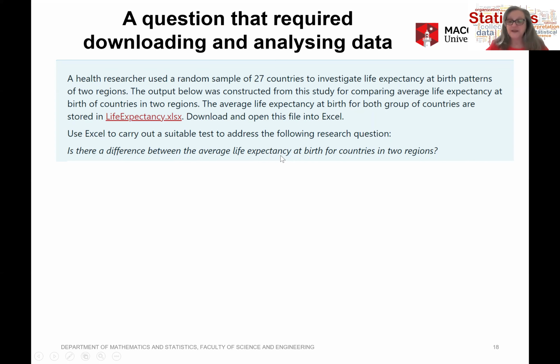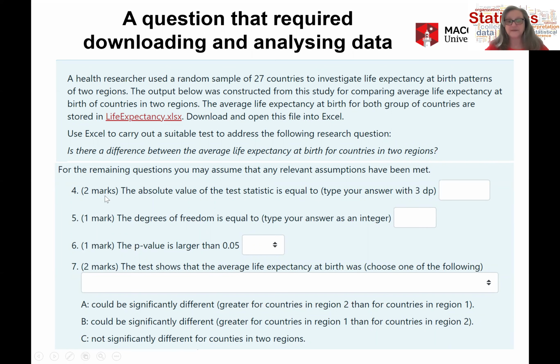So I pose the question, and then I have a few questions at the top, which I'm not showing you here, but then I ask them, assume any relevant assumptions for the test that you have chosen that's most suitable for this question are met, and then answer the following questions. So absolute value of the test statistic equal to, I require them to enter it in 3 decimal places, and degrees of freedom, and p-value whether it was larger than 0.05. And then I asked them a conclusion based on their calculation. And you can see that from that drop-down menu, they will see these answers, A, B, C.